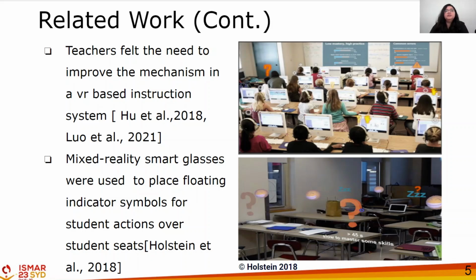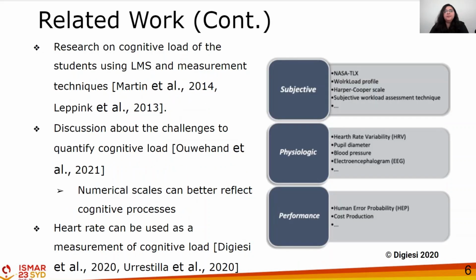Holstein and co-authors used mixed reality smart glasses to place 14 indicator symbols for actions like misusing the software, unproductively struggling, recently doing well, idle, etc. over empty student seats. The figure on top right shows the teacher's point of view while using smart glasses in Holstein's system. The bottom picture is the screenshot taken after the end of a class session to protect students' privacy.